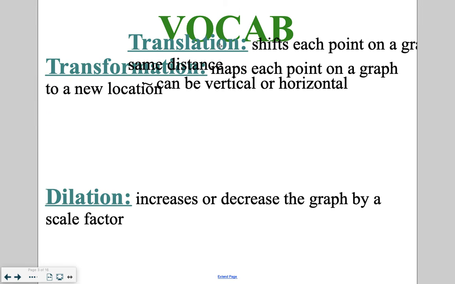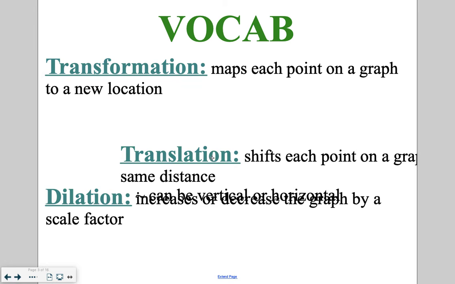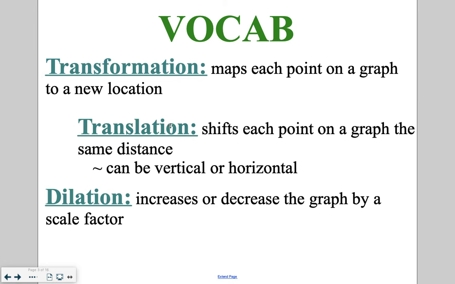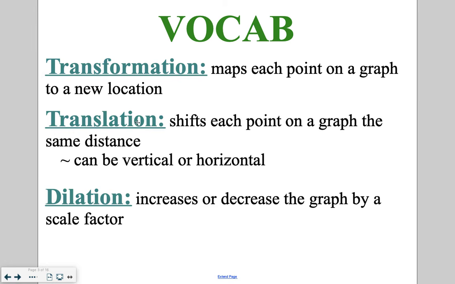Or I move up and right, or maybe down and right. It's just sliding it around the graph some way. These translations can be vertical, horizontal, or a combination of the two.